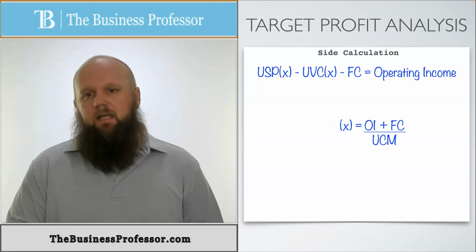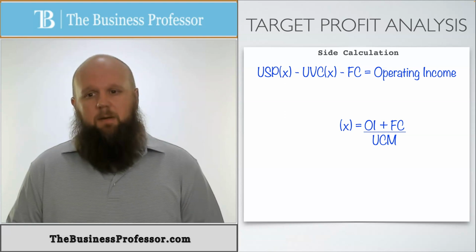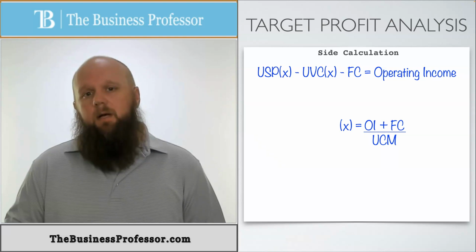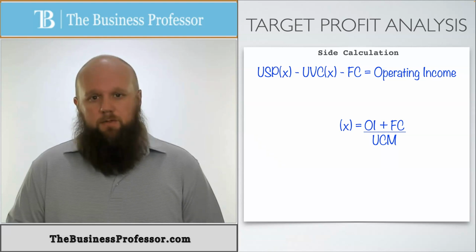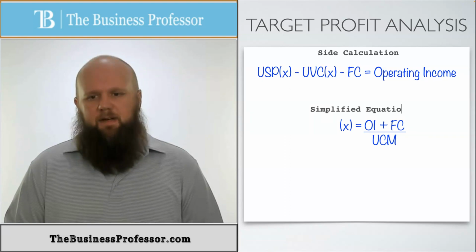So another way of saying the target profit equation is not necessarily USP times X minus UVC times X minus FC equals operating income. It also can be stated as X equals operating income plus the FC, all over UCM. Very simple equation to keep up with. You don't necessarily have to keep up with the steps in it. I just did that for you. So this is the simplified version.